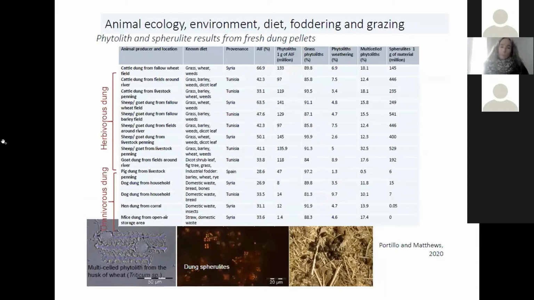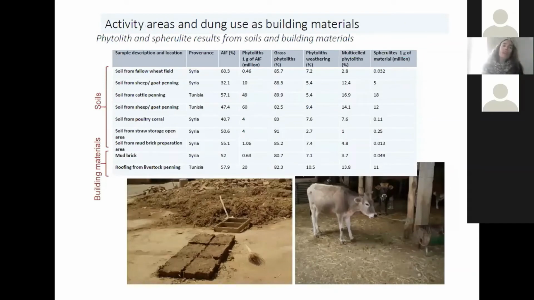And the idea was to build up reference collections for both micro remains, for phytoliths, and also for dung spherulites, and to build up a reference collection with herbivorous fresh dung, and also omnivorous, because omnivorous animals also produce dung spherulites, but in lesser amounts. And humans also, we do too. I don't have a reference collection yet, but also we produce a few dung spherulites. Also, we have reference materials for soils, for penning areas, stabling floors, building materials, etc.